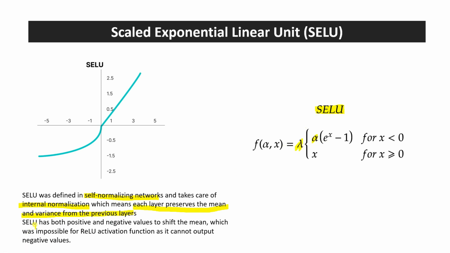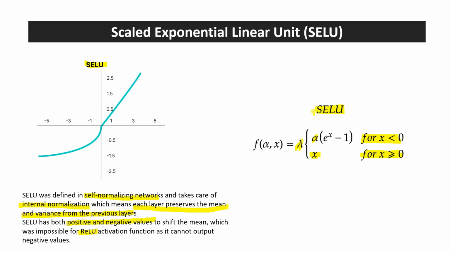SELU has both positive and negative values to shift the mean, which was impossible for ReLU, because in ReLU we don't have any output for the negative values. That's why one problem occurs, called the dead neuron problem. I mean, most of the neurons are deactivated, but in the SELU case it does not happen. If we see the equation again, if x is greater than or equal to 0, we simply return the same exact value, and if it is less than 0, we make it alpha times e to the x minus 1, also with a parameter called lambda.